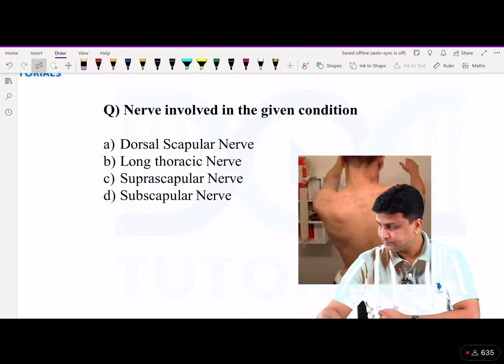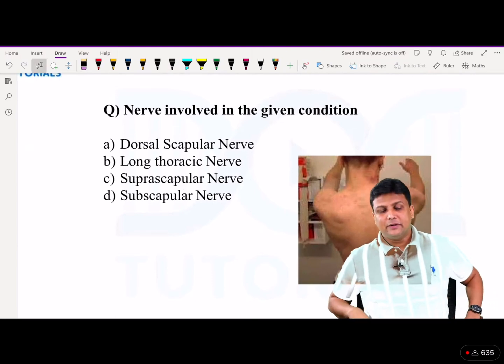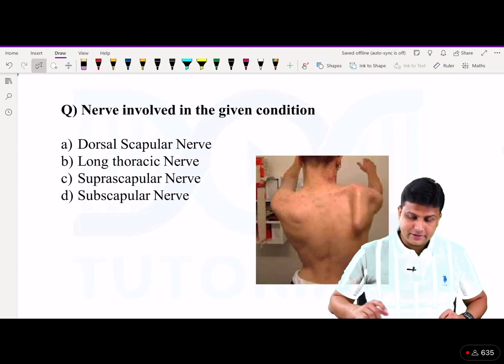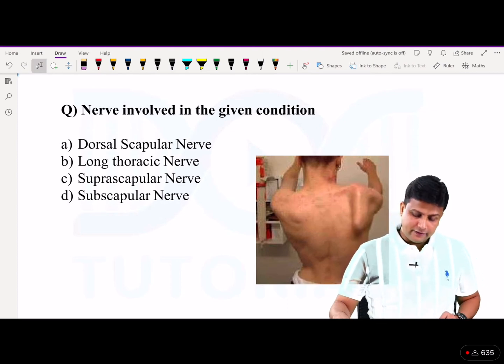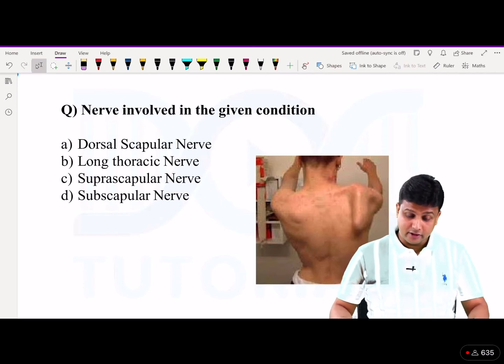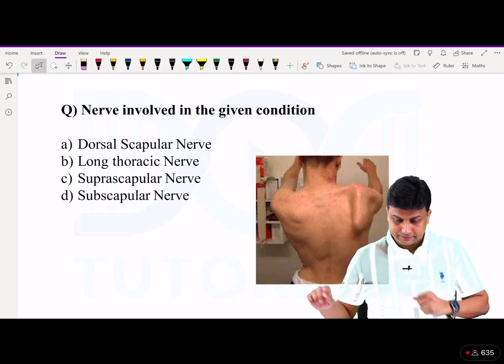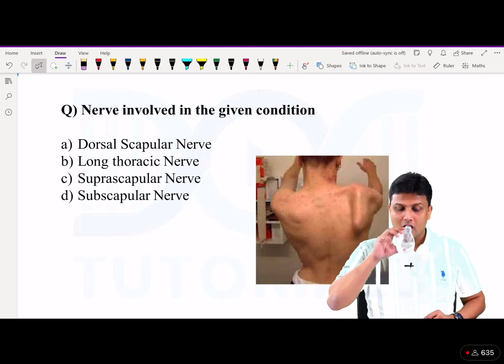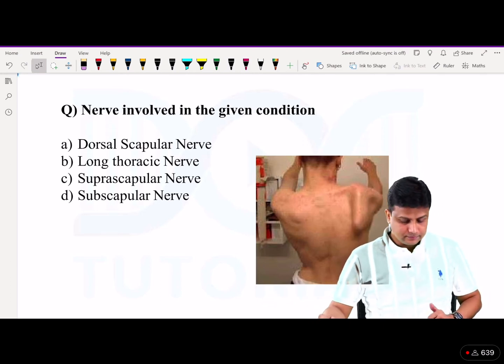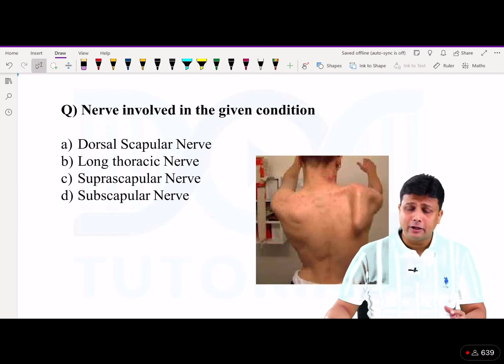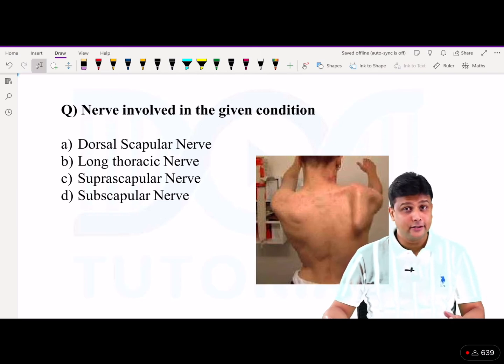Now the next one. This question has been repeated 2 to 3 times in your exam about the winging of scapula. The nerve involved in the given condition is nothing but the... The moment you look at the diagram there, you can easily appreciate, yes sir, it is winging of scapula.